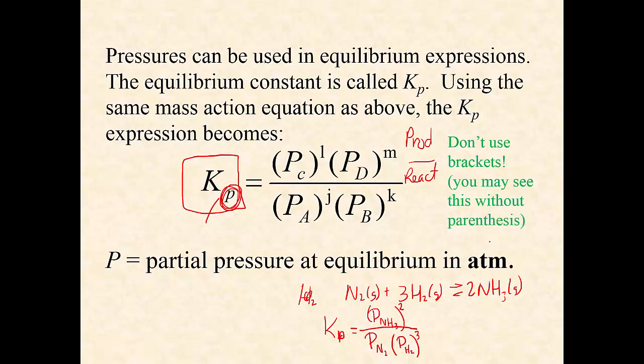One thing, look at here. This is why I said I tend to always change things to atmospheres, because in a KP, it has to be in atmospheres. So if you ever have something in torr or millimeters of mercury, you're going to have to convert it to atmospheres.